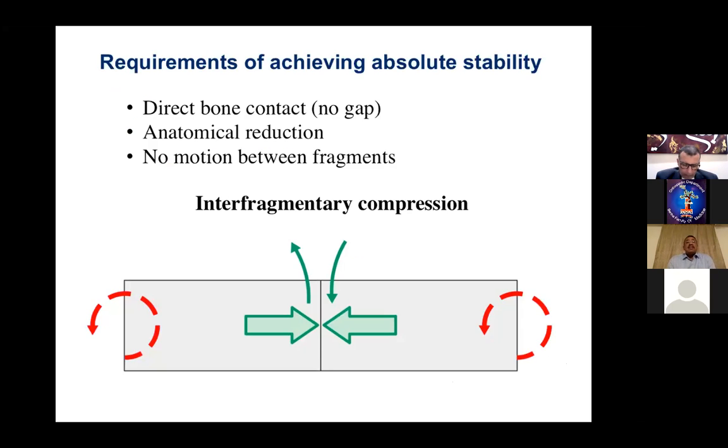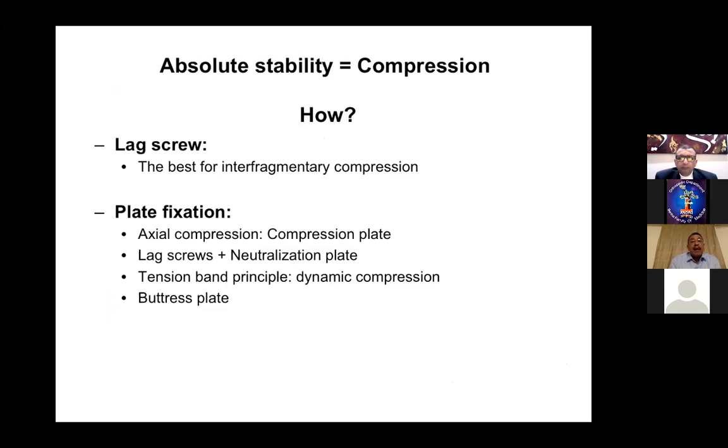So the requirements of achieving absolute stability: direct bone contact, no gap, anatomical reduction, no motion between fragments by interfragmentary compression. How can we achieve interfragmentary compression? Leg screw is the best tool for interfragmentary compression, and plate fixation, if we direct its function to act as a compression device. We have the compression plate that will function through axial compression mechanism.